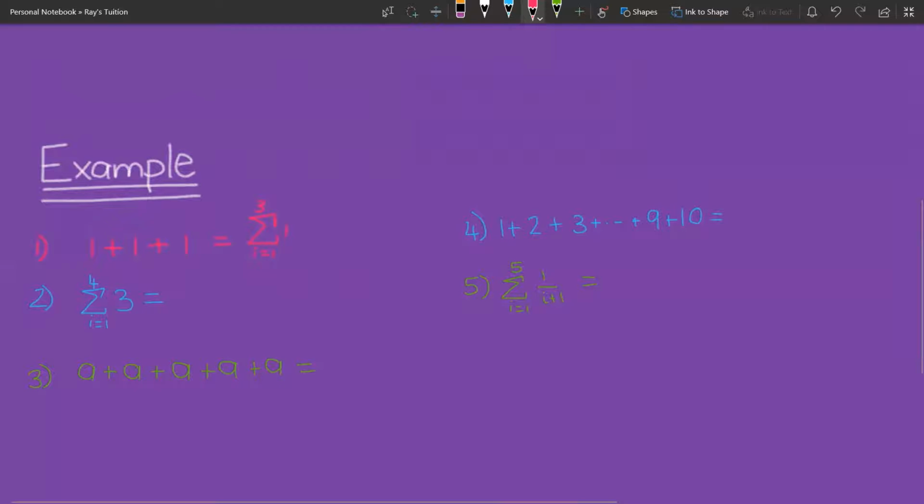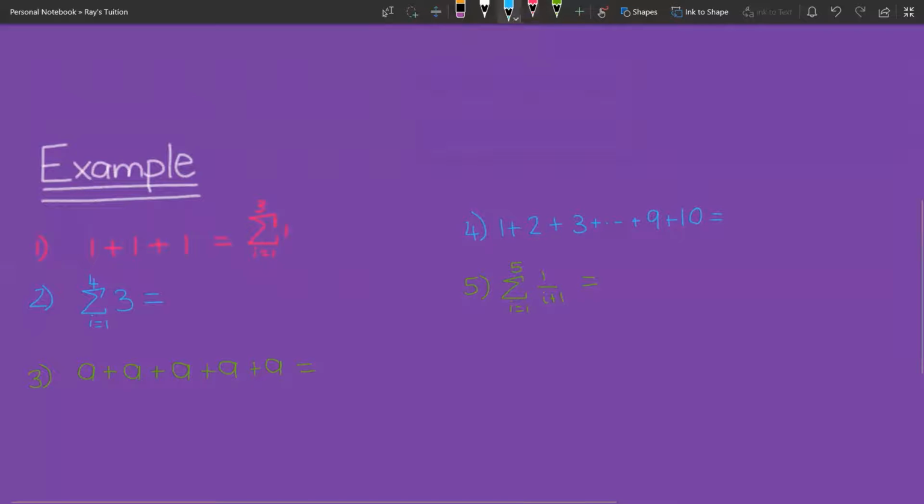When i is 1, we write 1, plus when i is 2, we write 1, plus when i is 3, we write 1. So whenever our index takes a value, we just write 1.